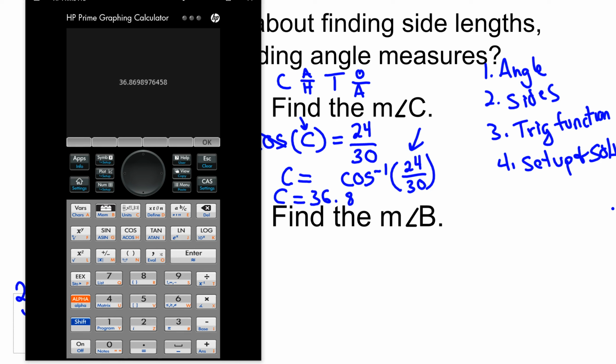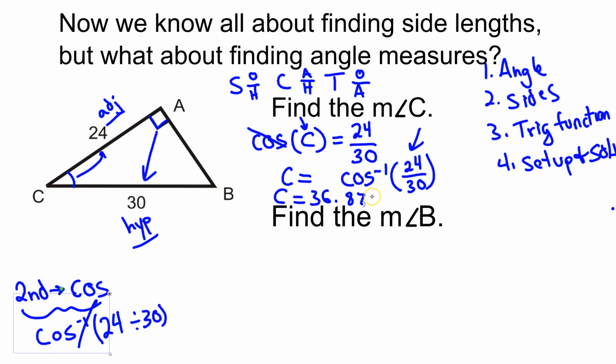And then if a 9 rounds up, it's going to cause that 6 to round up. So really what we get is 36.870 degrees. And this is measured in degrees because it is an angle. So what we can do, come over here, we can write this in, 36.870 degrees. And there we go. So that's the measure of angle C.